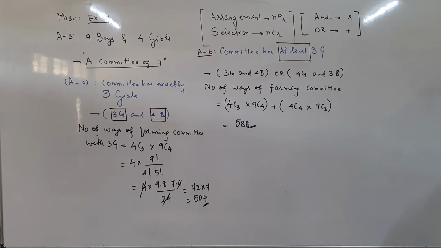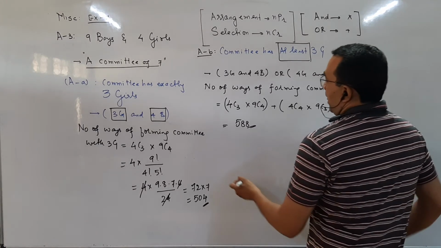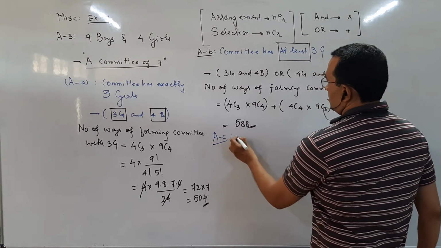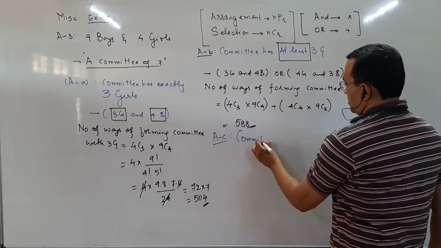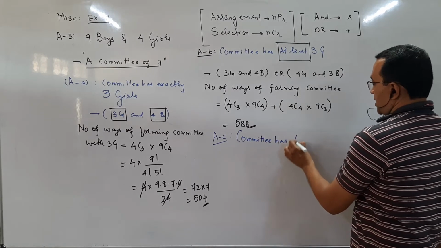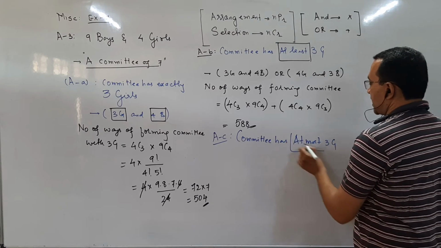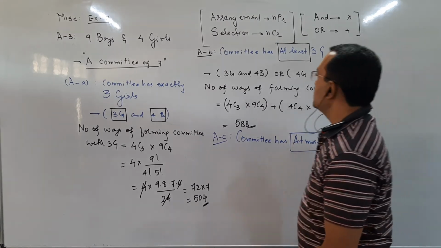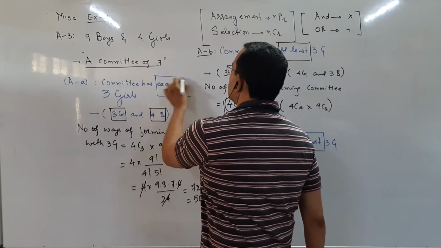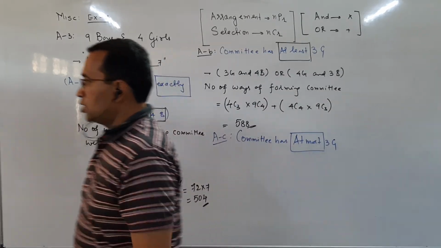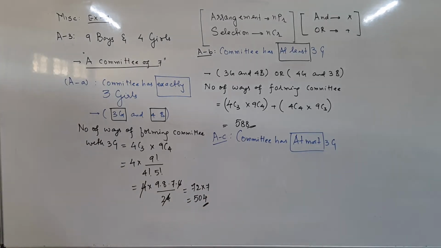Okay, the third part, Part C: the committee has at most 3 girls. Now these words are catchy. At least, at the most, exactly, these words are to be focused on. Students, these words are to be focused on.